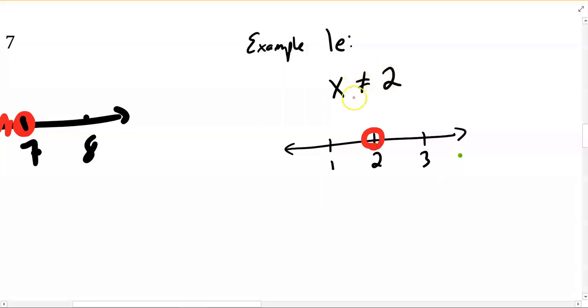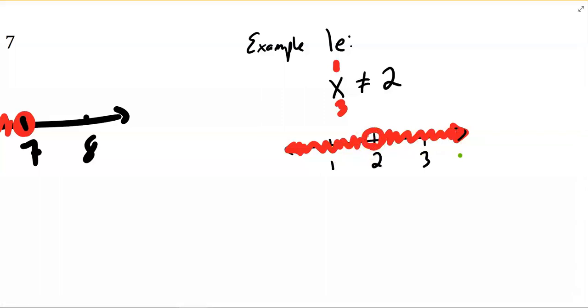But x could be 1 because 1's not equal to 2, right? If I look at 1 and I look at 3, 1 is not equal to 2, so I could shade towards the 1. But also 3 is not equal to 2, so I could shade towards the 3. So what we see with this graph is that x can be any number along the number line except precisely 2. It can be 1.99, it can be 2.0001, but it cannot be exactly 2.